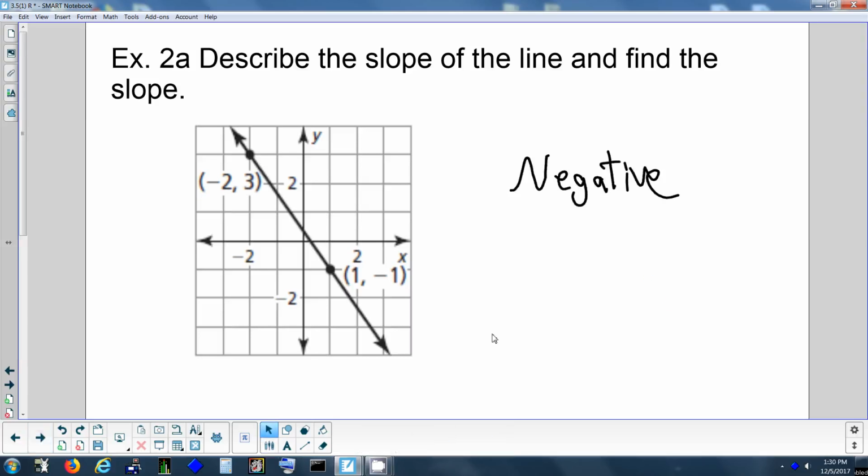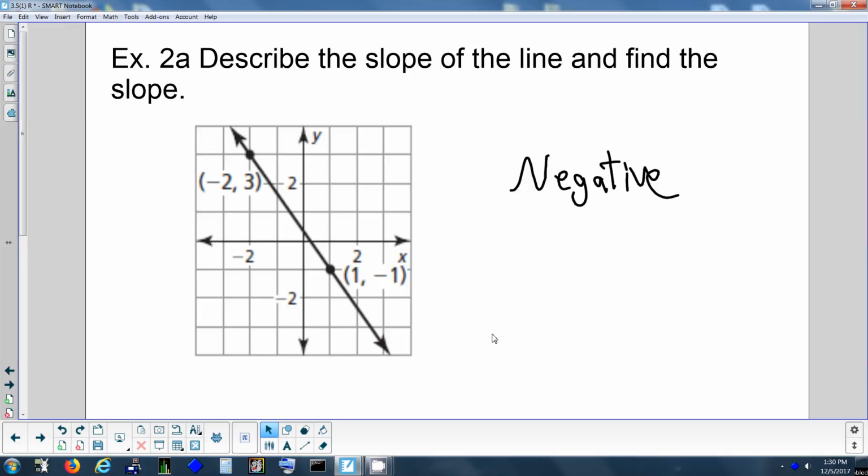Remember, when it was positive, I counted from that coordinate up to the right. I'm going to go down, then where? Left. I'm going to go down, not left. Always down. When I'm doing slope, guys, if I go down, I'm always going down to the right. I'm never going to go down to the left.